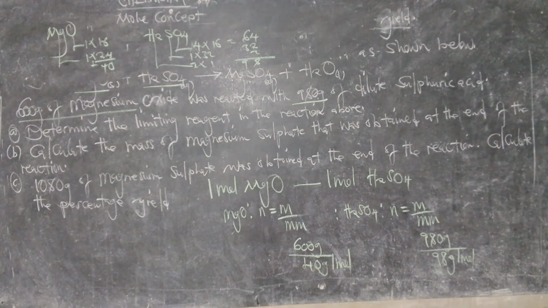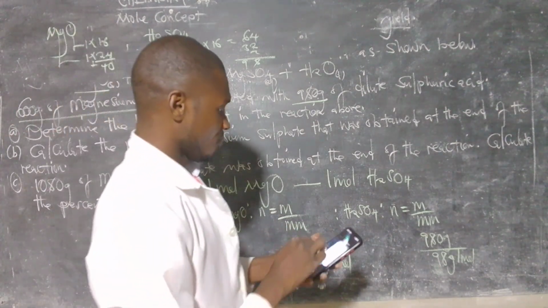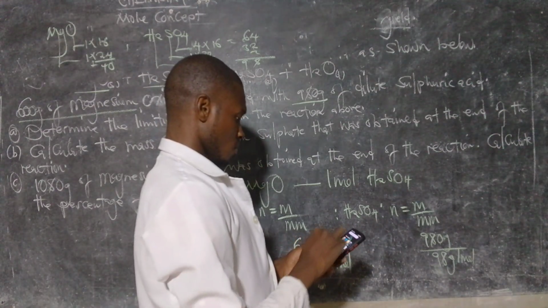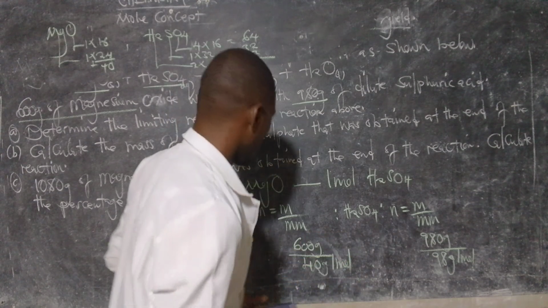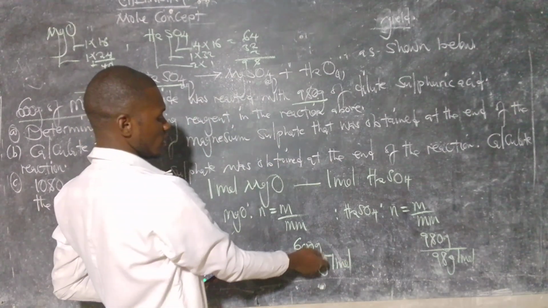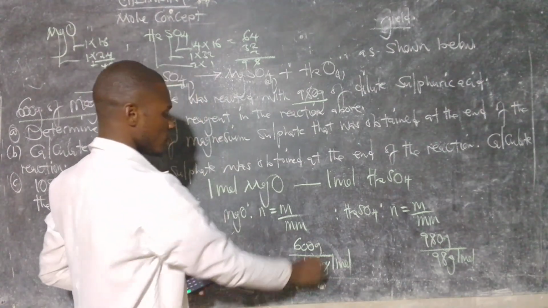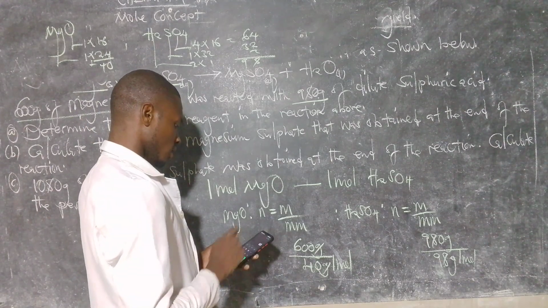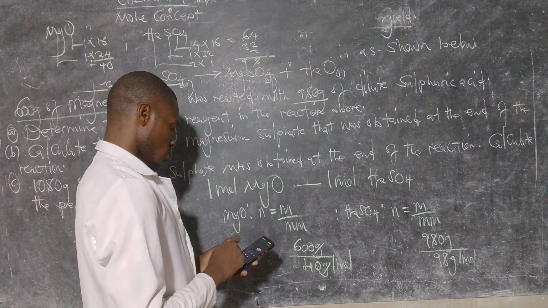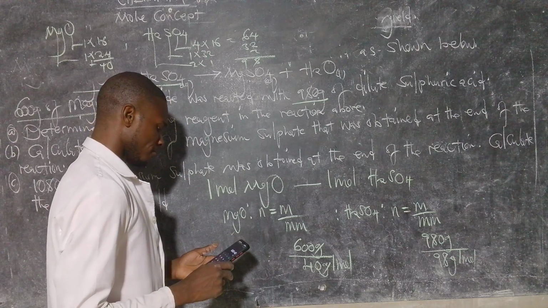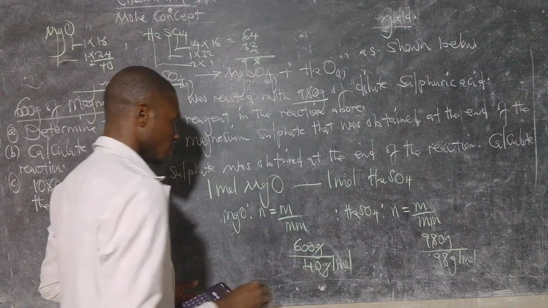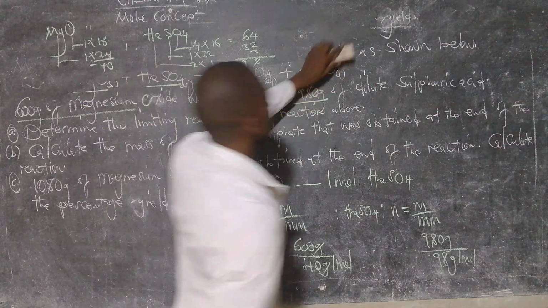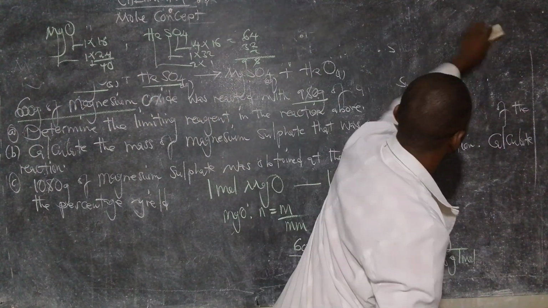Therefore, since we know this, we can now do the simplification. We are saying 600 grams divided by 40, so I'm going to cancel grams. Then 600 divided by 40, we're getting 15. For the sake of proper calculations, let me bring my calculations to this side.